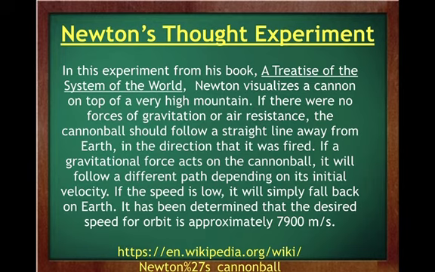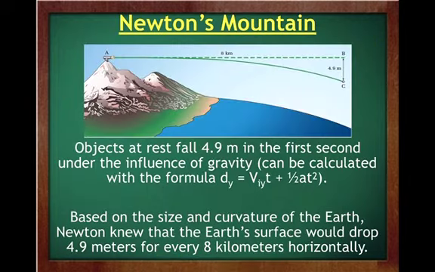If you do have gravitational forces acting on the cannonball, it's going to follow a different path depending on its initial velocity. If that speed's low, it's going to fall back to Earth. And they've actually done the math and done the calculations in terms of, well, what speed would you have to fire that cannonball out of the cannon in order for it to stay in orbit, and it's 7,900 meters per second. So a little bit nuts there, okay?